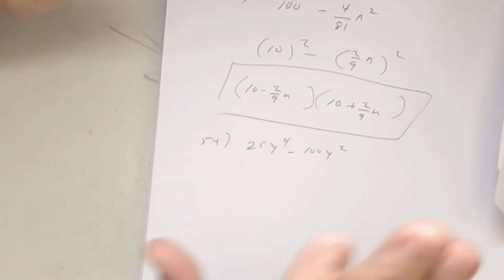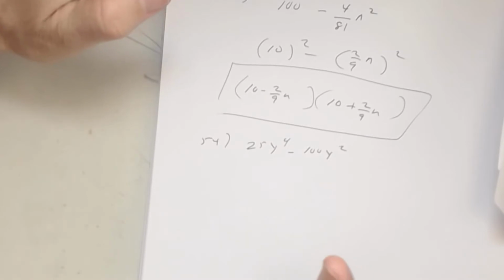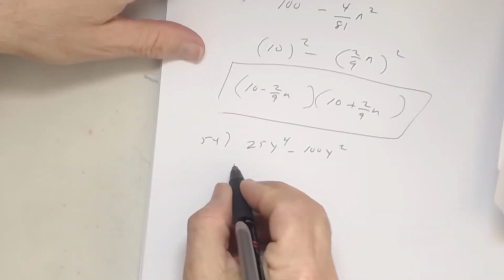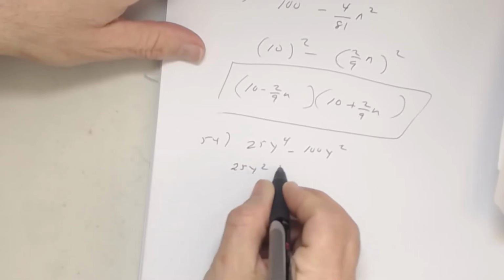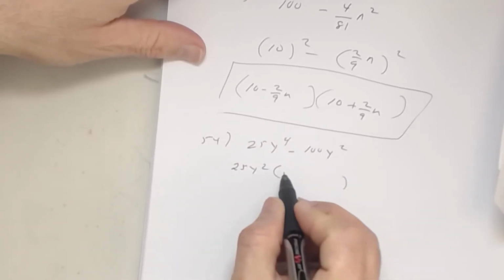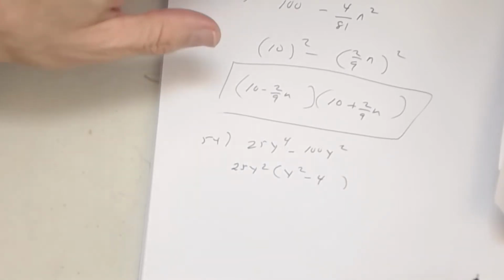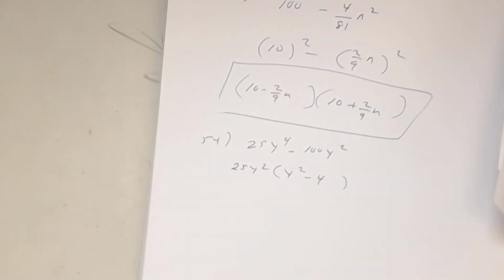The GCF, if you do the GCF right away, is 25y squared, right? Okay. Times what? Y squared minus 4. You all agree? All right, now don't forget, some of you are gonna stop there. You're not gonna get your full credit. You'll get some, but you won't get all of it, because what do you notice about y squared minus 4? It's still the difference of two squares. I can factor it further.